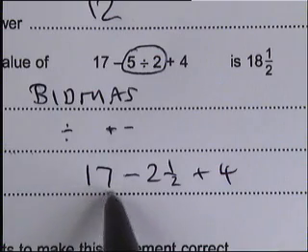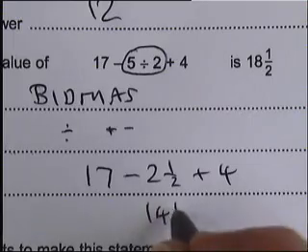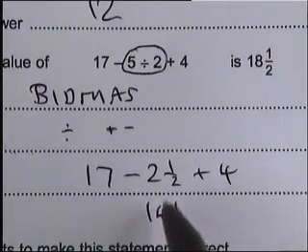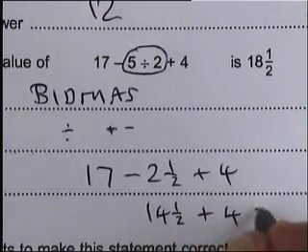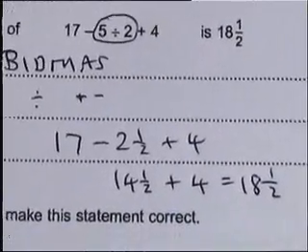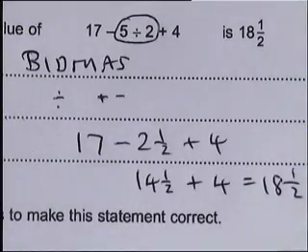So 17 take away 2.5 is 14.5. 17 take away 2 was 15, then I had to take another half off, which put me down there. 14.5 plus 4 is 18.5. That is the reason behind it. The main thing they'll want to see in that question is this line here with that 2.5 in the middle of that sum.